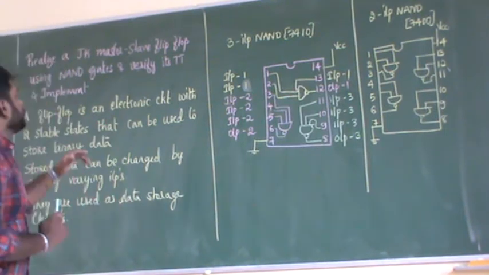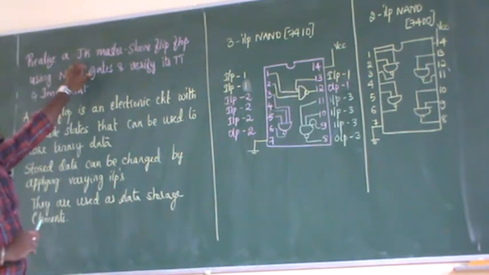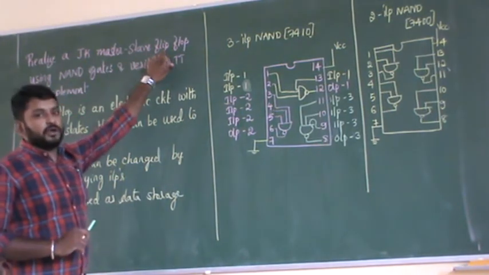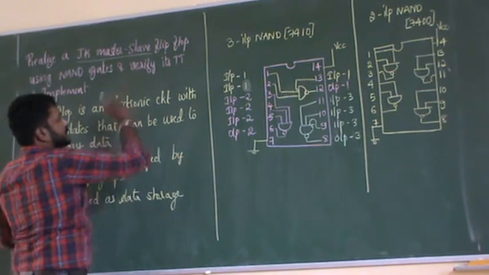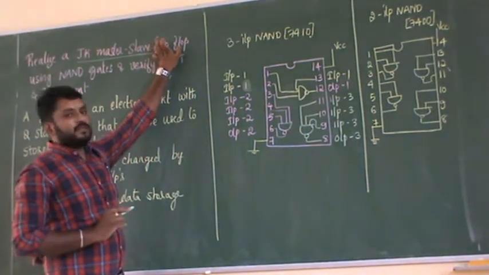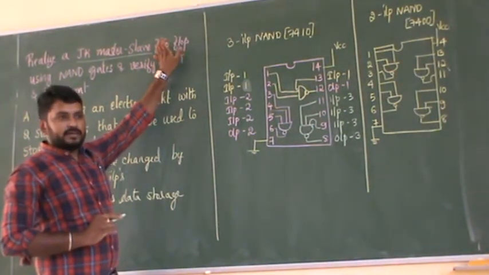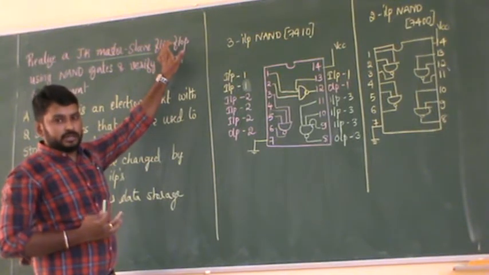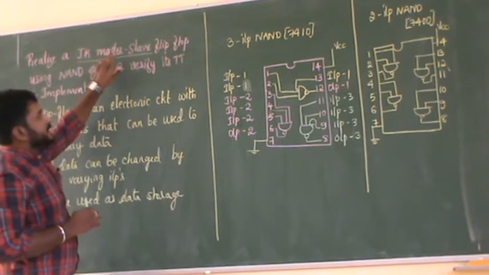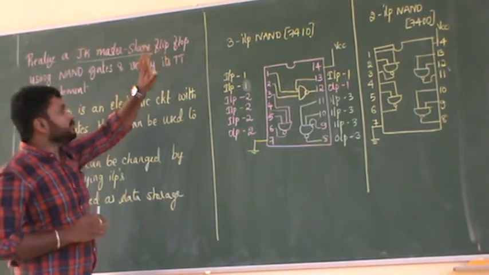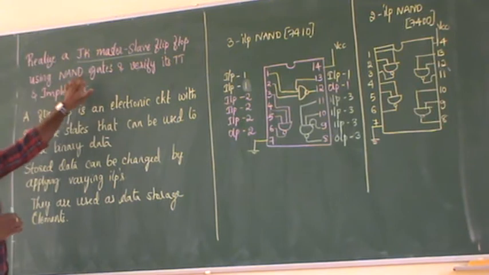Okay. So what is this experiment? Realize a JK master slave flip-flop. Okay. So before going to this JK master slave, you should know what is meant by the flip-flop, right? Because that is a very new term that you are hearing in this particular subject. So realize a JK master slave flip-flop using only NAND gates.